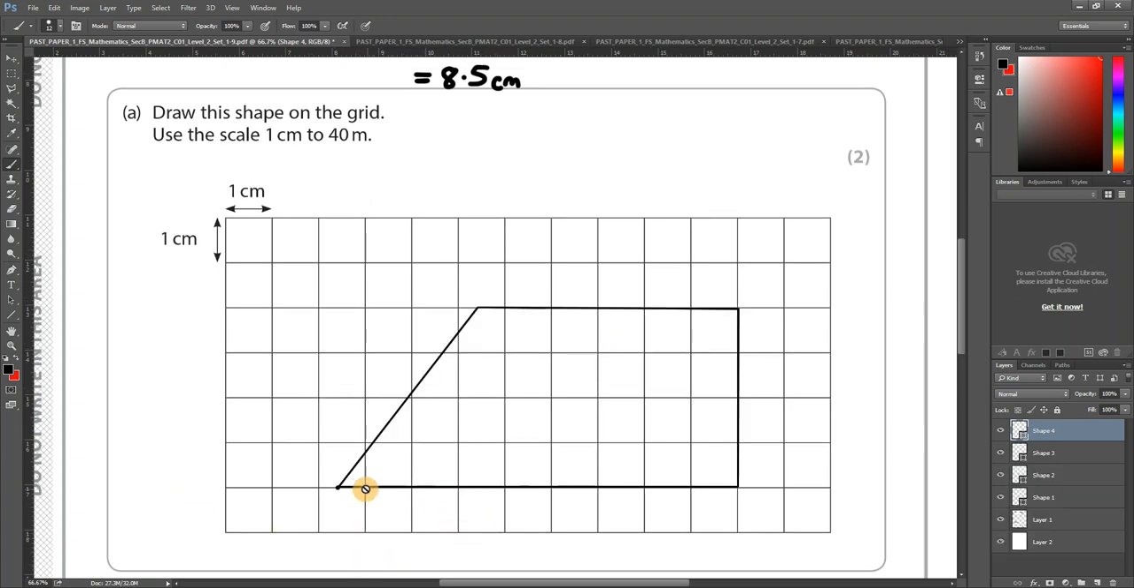Yep, so as you can see, I've got 8.5 for the bottom, 4 for the vertical that's going up here, and then 5.5 at the top. And the very last thing I did was this diagonal right here. So that'll be the very last step. And you get 2 marks for doing that. You don't need to label it or anything. That's good enough. Just draw the shape and you'll get 2 marks.